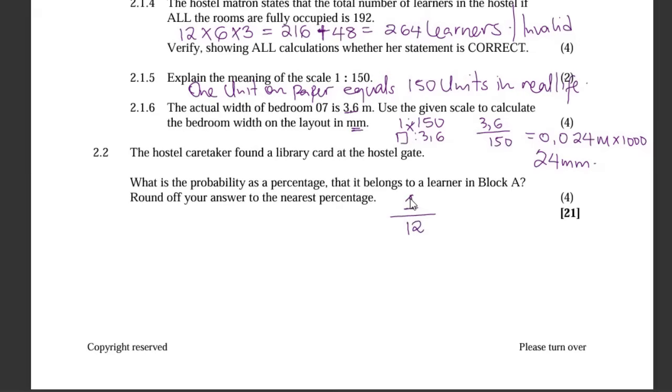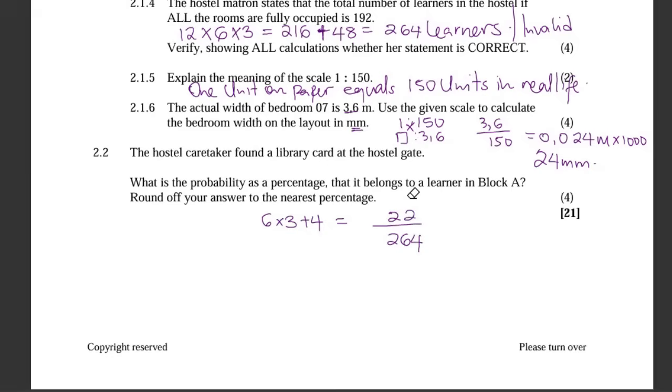So we have to know, we already have the number of learners, by the way. So what about block A alone? How many learners are there? Block A has 6 times 3 plus 4, which is 18, that is 22. You see that? So out of the whole number, it's 22 over 264 as a percentage.